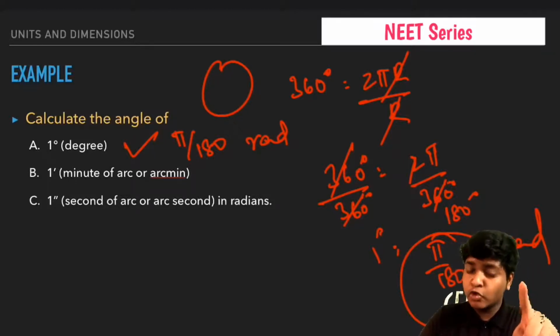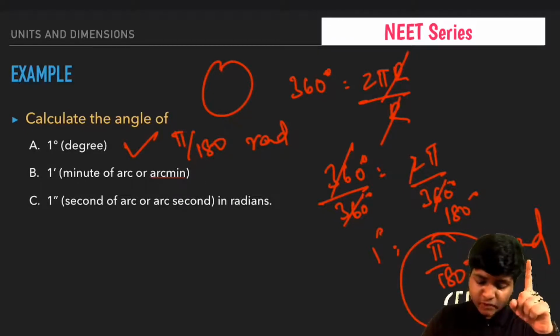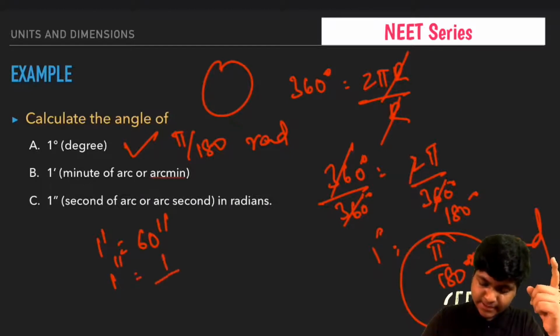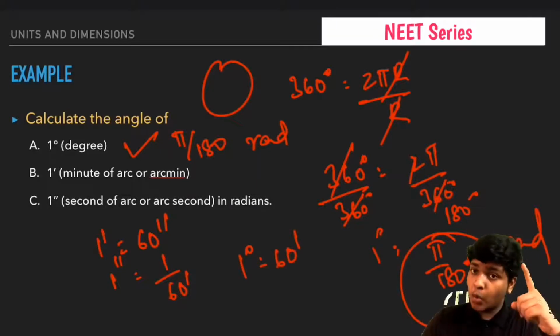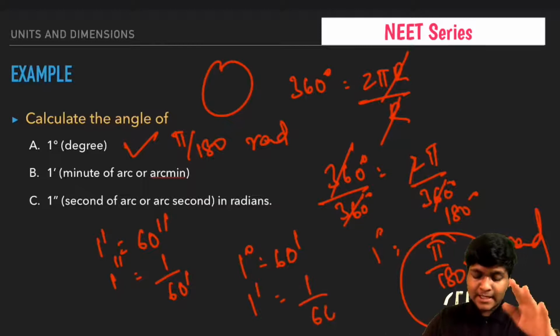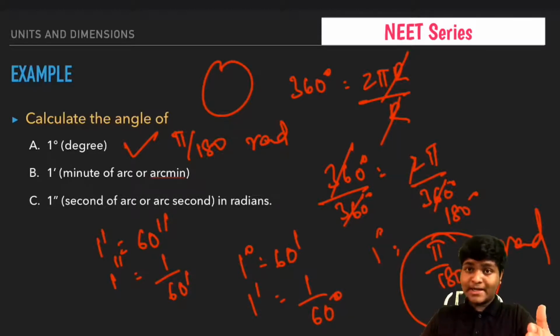In a similar way, you can calculate for 1 minute and 1 second. Let me give you a hint, and make sure you answer that in the comment box. We know that 1 minute is equal to 60 seconds. What about 1 second? 1 second is equal to 1 by 60 minutes. And we know that 1 degree is equal to 60 minutes. What about 1 minute? 1 minute is equal to 1 by 60 degrees. Like that, calculate for 1 minute and 1 second.